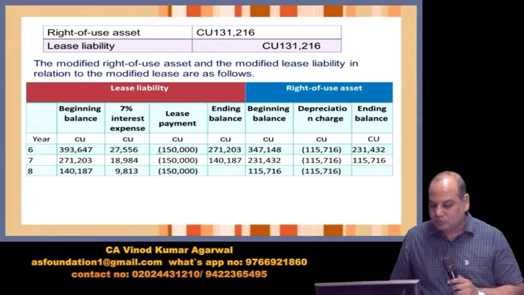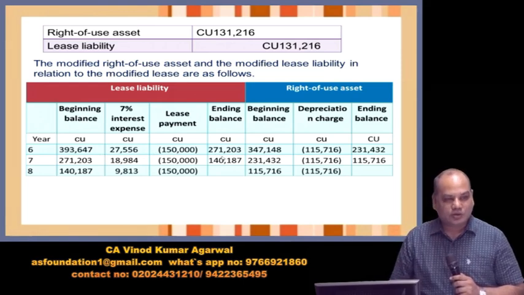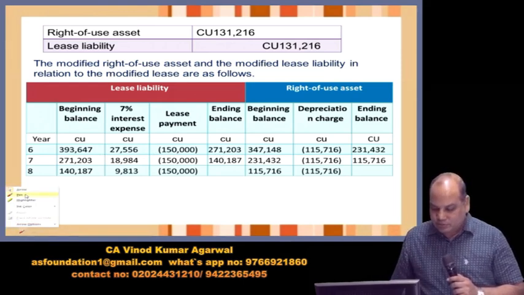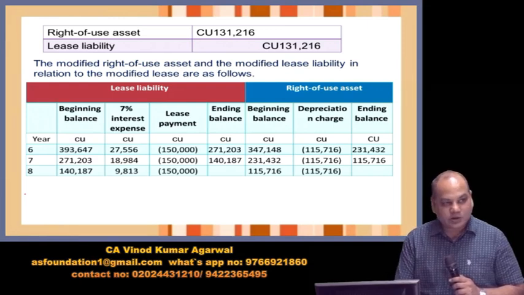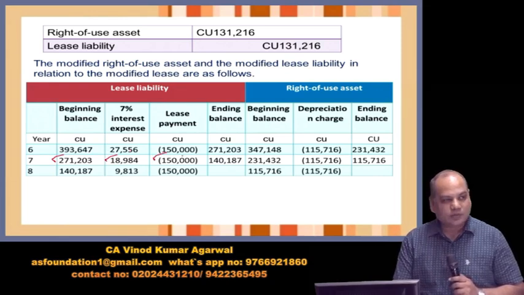7% interest. Now the payment will be 1,50,000 and your balance is 271,203. Seventh year, opening balance 271,203, interest 18,984, payment 1,50,000, balance is 140,187.